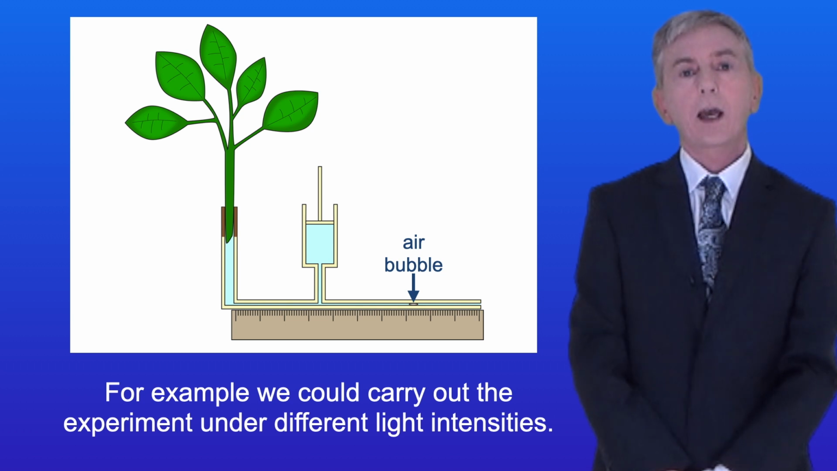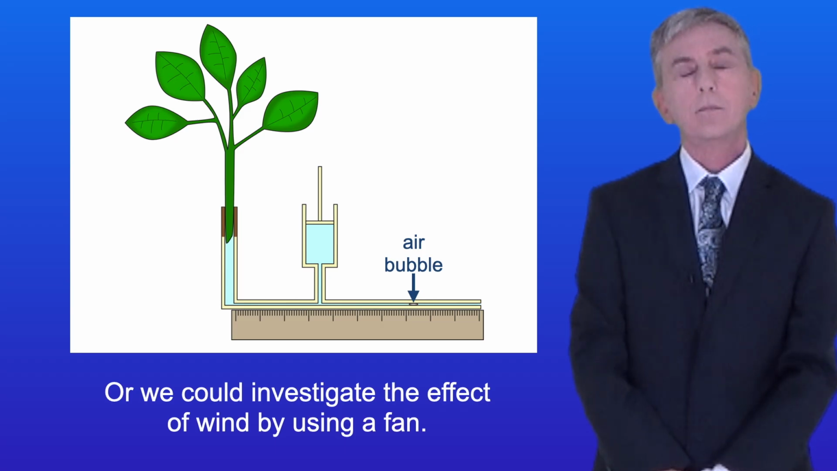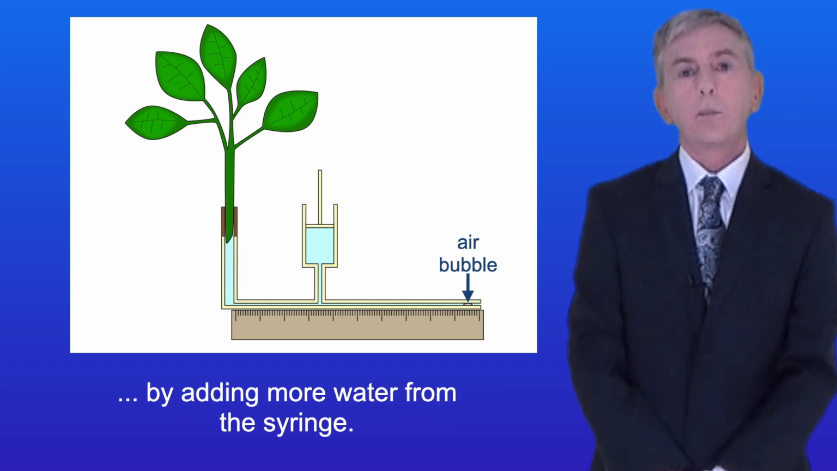For example, we could carry out the experiment under different light intensities, or we could investigate the effect of wind by using a fan. In between experiments, we can reset the position of the air bubble by adding more water from the syringe.